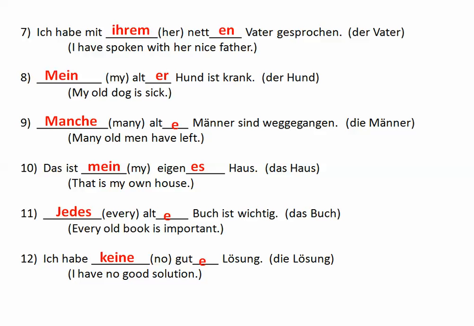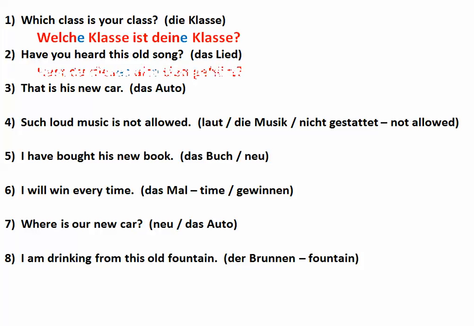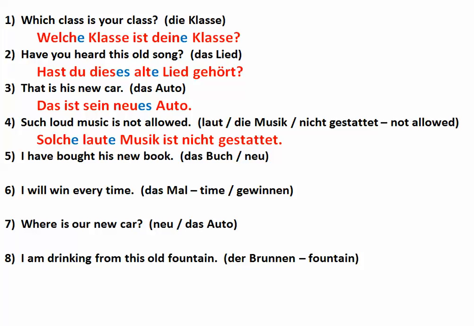Okay. So now we're just going to come up with some English to German using some of these der and ein words. Klasse is a die word. Welche Klasse ist deine Klasse? And I like to use the informal. Hast du dieses alte Lied gehört? Das ist sein neues Auto. Solche laute Musik ist nicht gestartet.